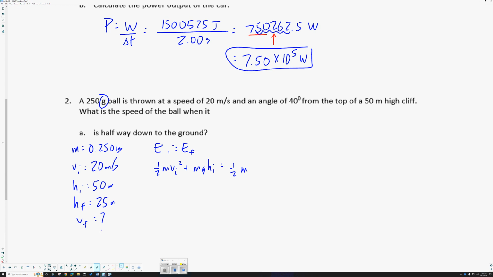Now, at the end of the problem, we're looking for the speed halfway down, so it's got kinetic energy. In fact, it's got more kinetic energy than it started with, plus potential energy, because it's still got a height of 25 meters. I'm going to sub some numbers in here.